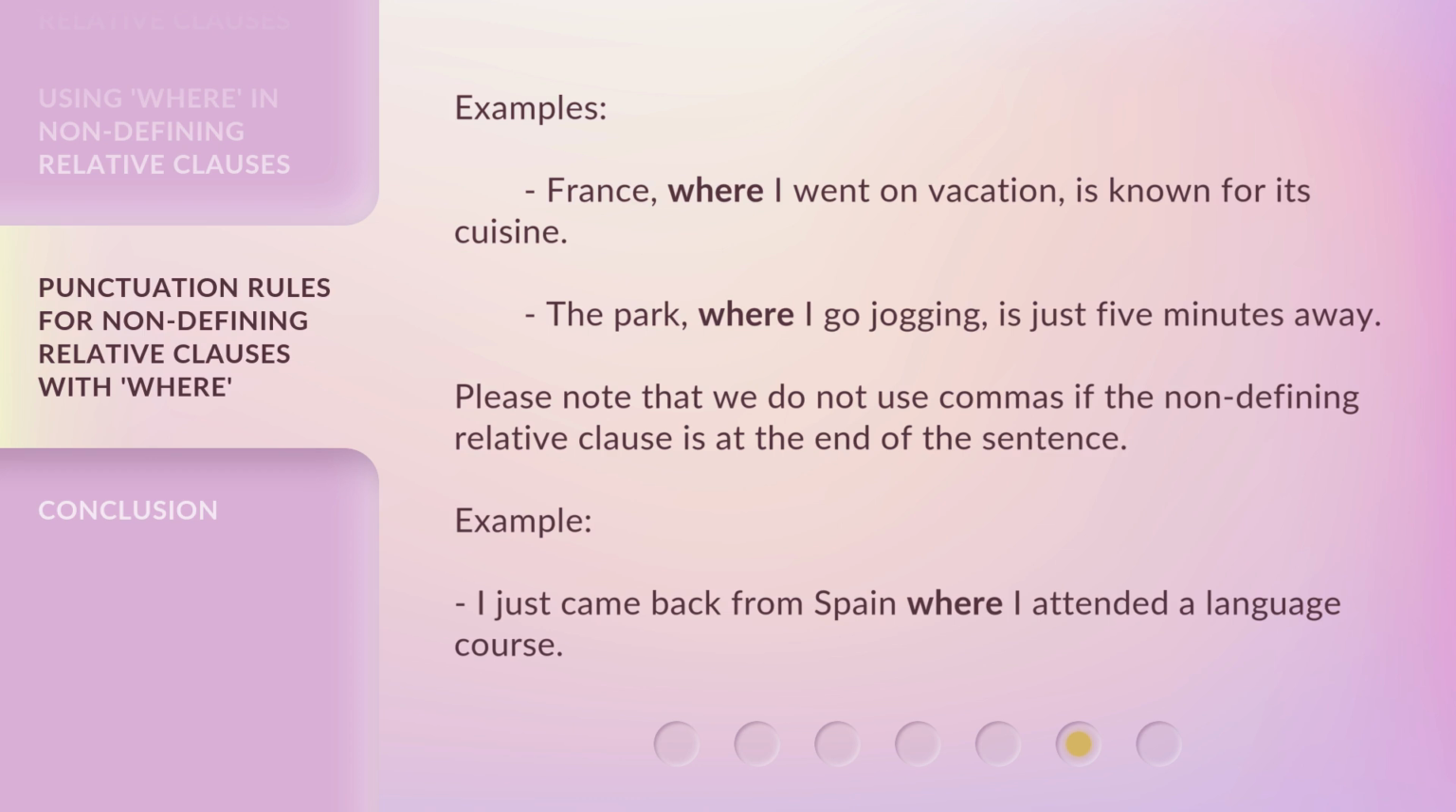Examples: France, where I went on vacation, is known for its cuisine. The park, where I go jogging, is just 5 minutes away. Please note that we do not use commas if the non-defining relative clause is at the end of the sentence. Example: I just came back from Spain where I attended a language course.